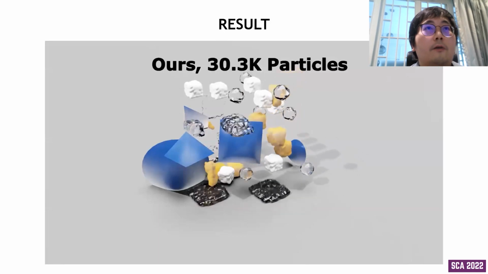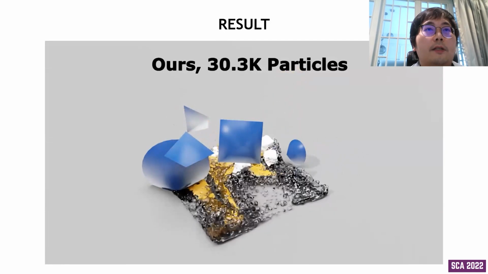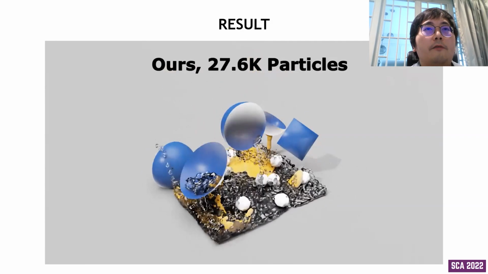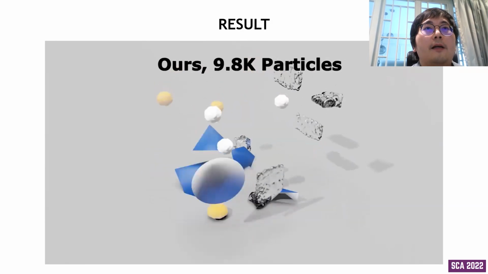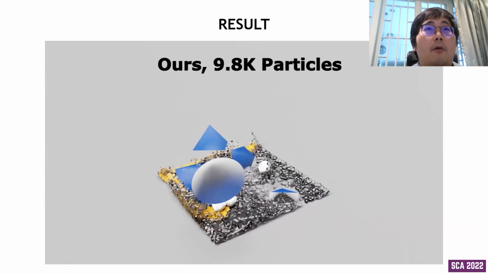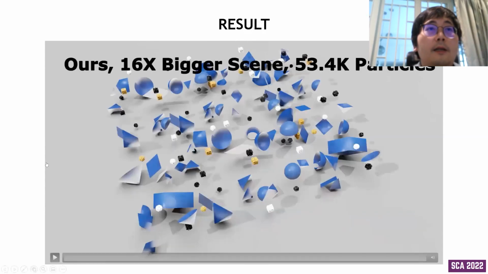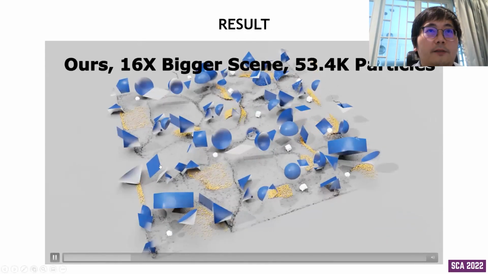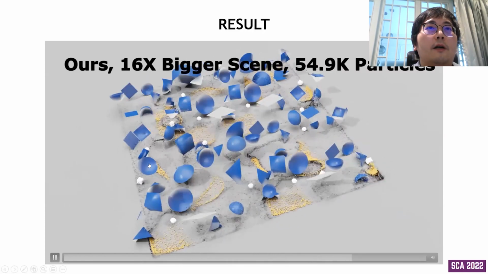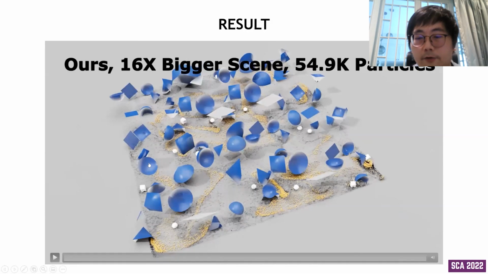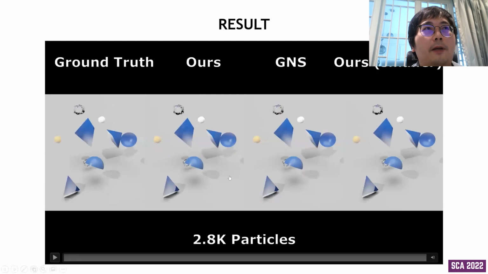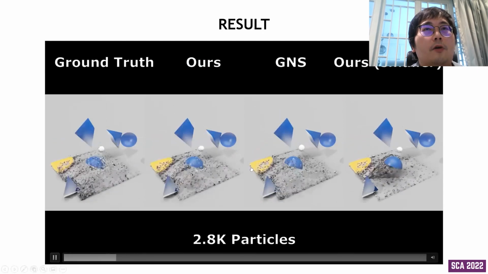Let me show a bit more result. This is with more particles. During training, we have about 4 to 5K particles. And this is during inference, where we add more particles to the scene. This is also with a bigger scene, 16 times bigger than the data used during training, and also more particles. More results can be found in the paper.